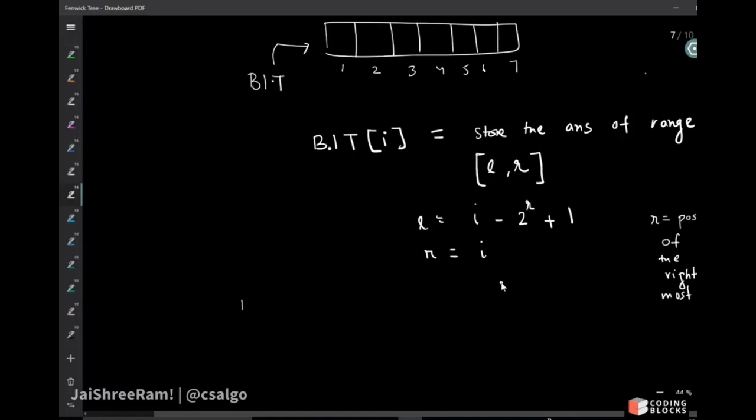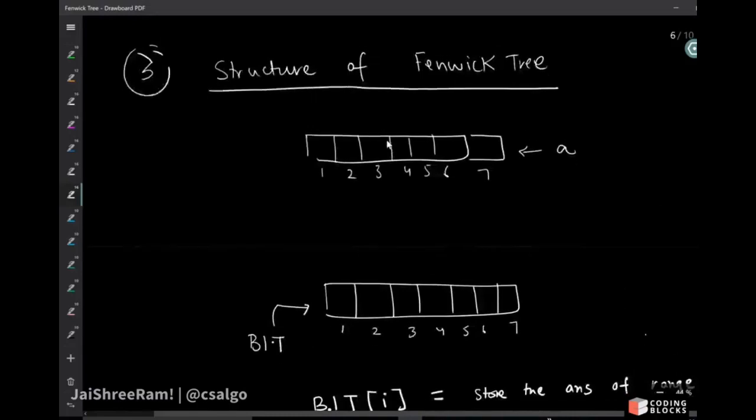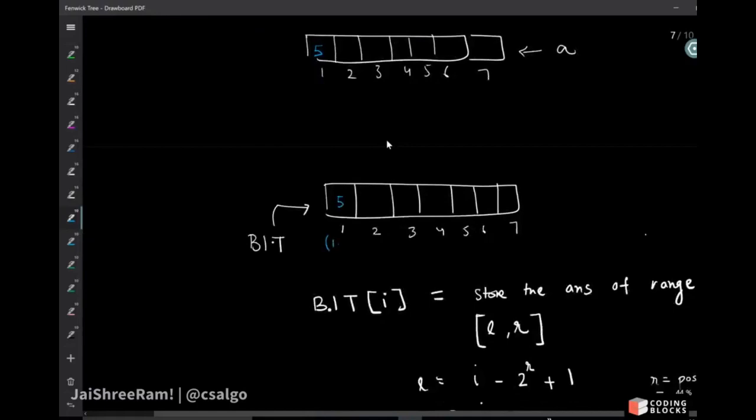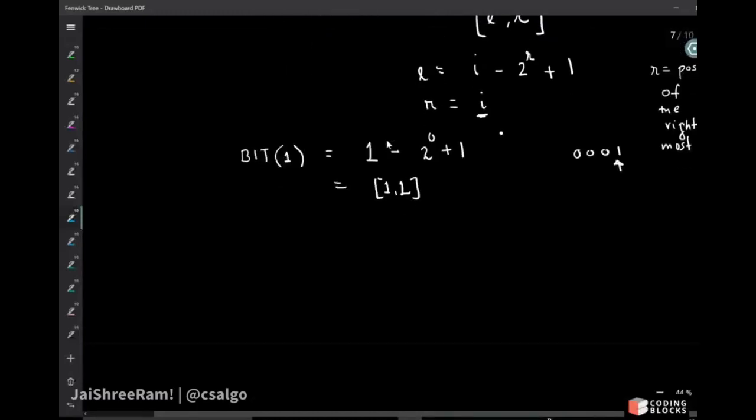Let us compute for BIT of 1. What will BIT of 1 store? The leftmost value will be 1 minus 2 raised to the power 0 plus 1, because in 1 the rightmost set bit is at the 0th position. So what is BIT of i storing? This will be 1 minus 1 plus 1 and the rightmost position is i, right? So BIT of i is storing only the answer from 1 to 1. So suppose the first element in the array is 5, then BIT of 1 will also store 5, the answer of the range from 1 to 1. What will BIT of 2 store? Let's see this.